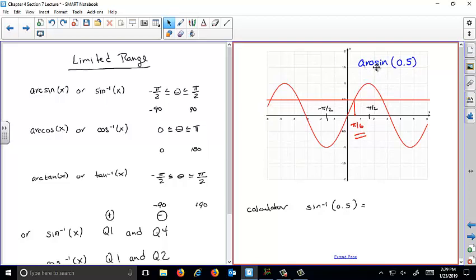If I said, what is the arc sine of 0.5? What angle has a sine of 0.5? So the way you would do that graphically is you would draw a horizontal line at 0.5. You'd find the points of intersection with the sine function. You'd go here and read off the value. So if I plug this into my calculator, and I'm doing it in radians, so make sure your calculator's in radians.